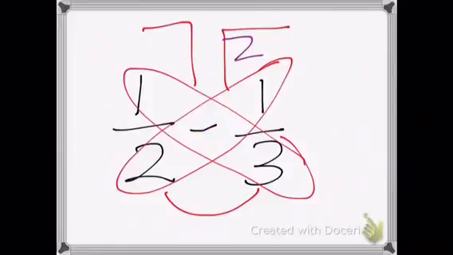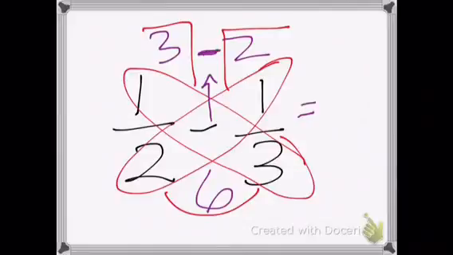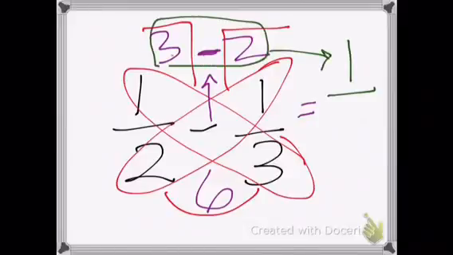2 times 1 equals 2, 3 times 1 equals 3, 2 times 3 equals 6. Remember, now we use the subtraction sign. That's where it comes into play. So then we do 3 minus 2 equals 1, that's where we did that problem right there. That equals 1, and then the 6 goes right here. So we got our answer of 1/6.